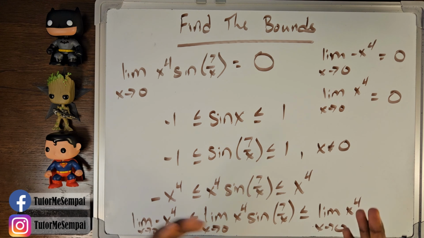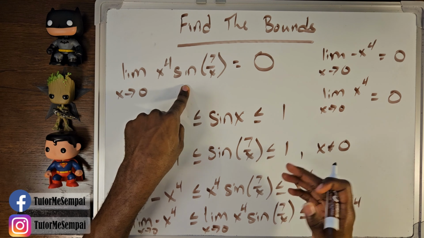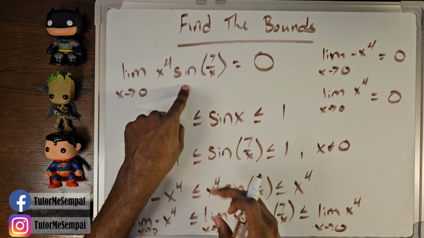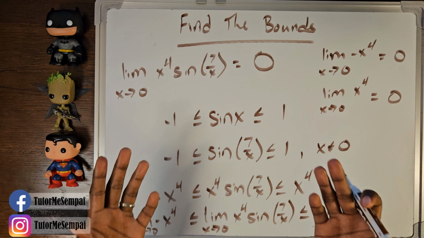If you're not given your bounds like we were in the previous example, you're going to have to start somewhere. And if you have something like this with a trig, then that might be a sign of where you should start. If you have a sine, start here. If you have a cosine, start with cosine. It has the same bounds.